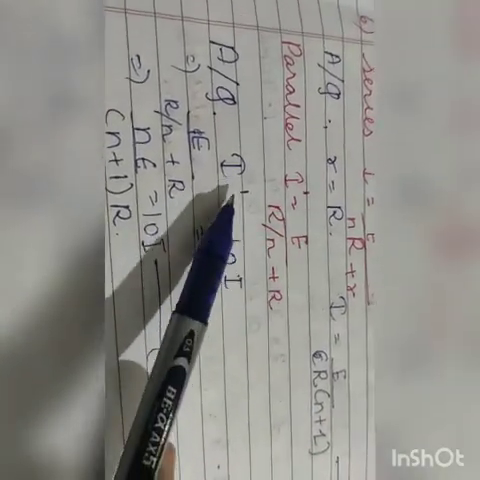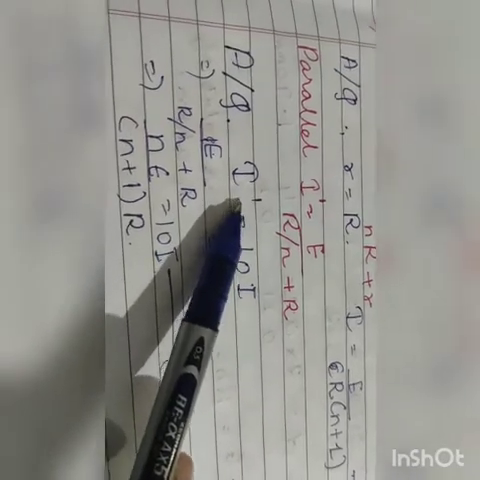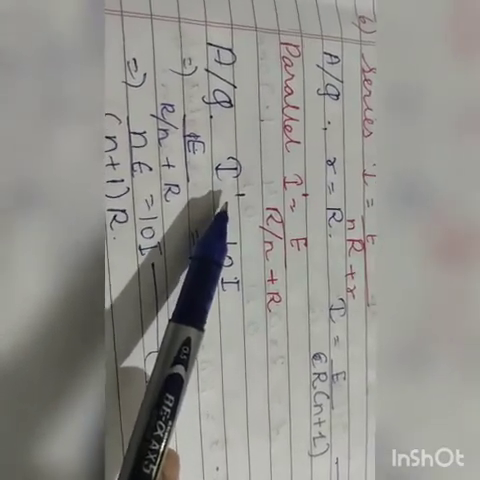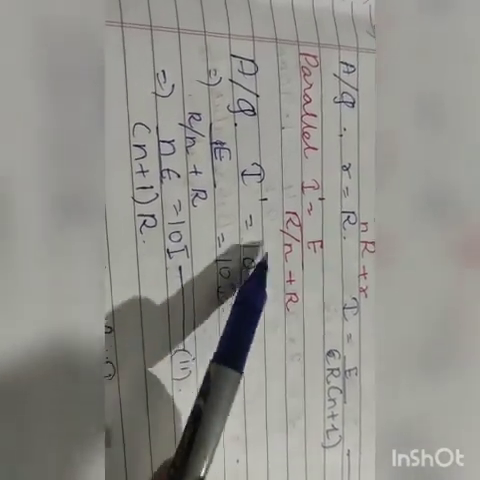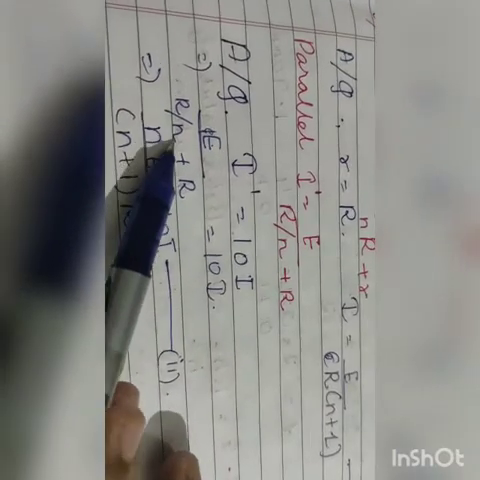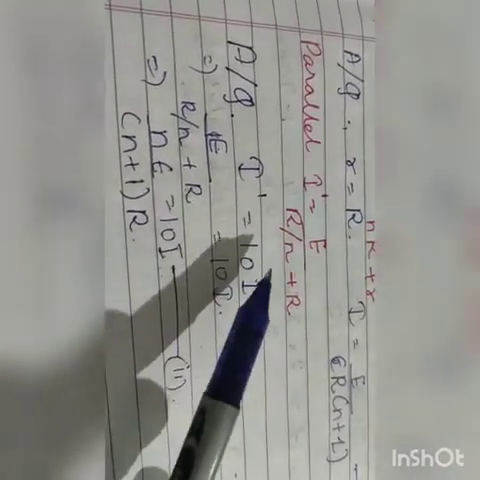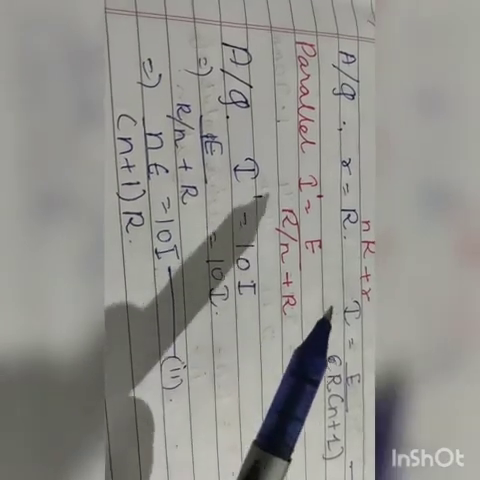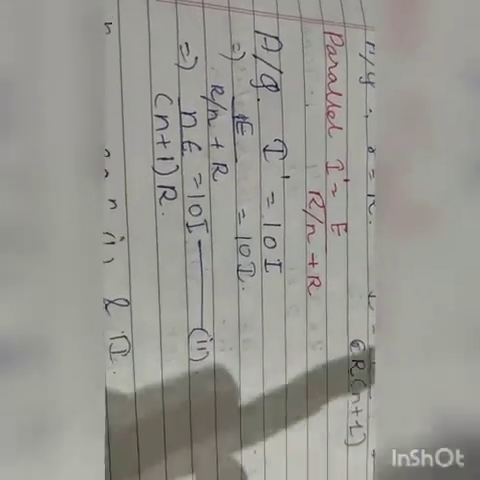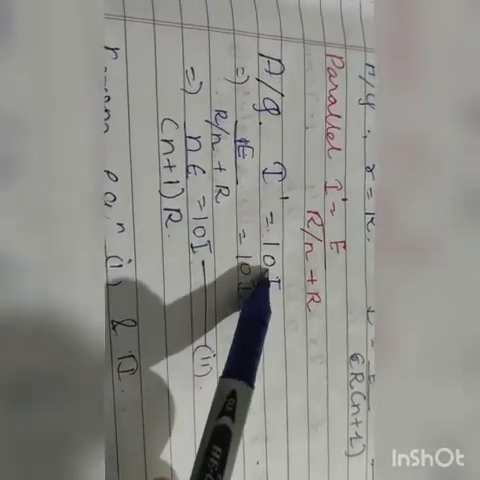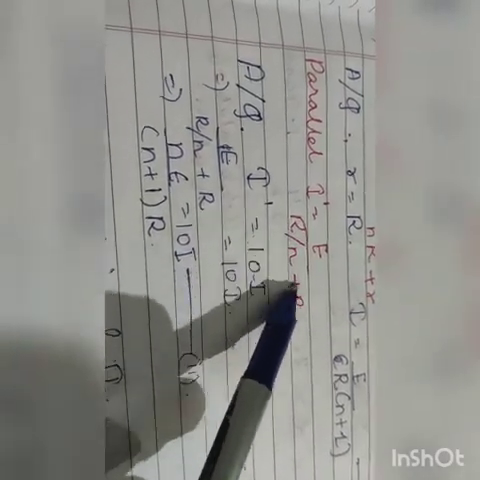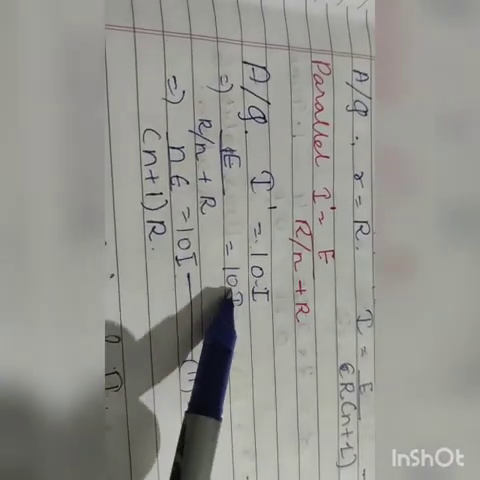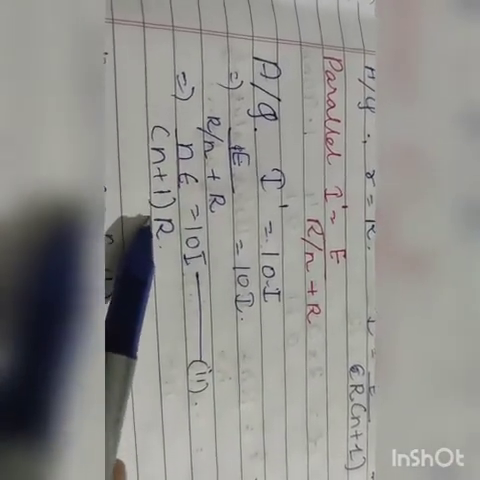So according to the question, this was the previous current when it was connected in series form, and this is when it was connected in parallel form. So I dash value here is E by R by n plus R. According to the question, I dash is equal to 10I. It is given in the question, and we know that the value of I dash here is E by R by n plus R. So here we have just put it, and 10I, so nE by (n plus 1)R.